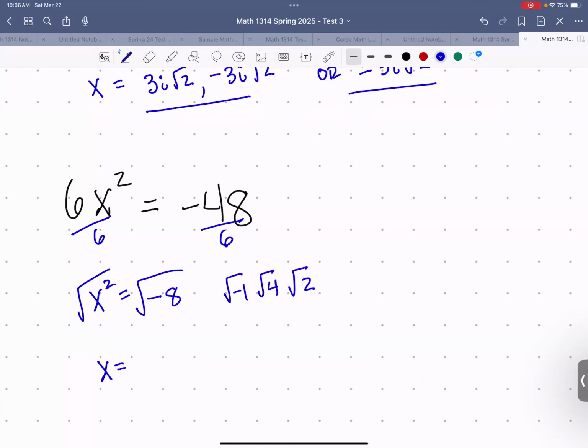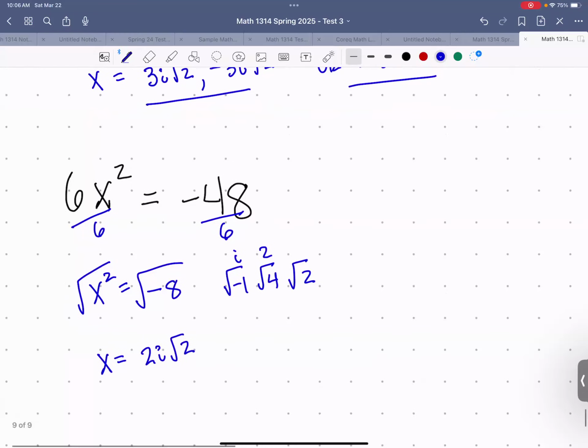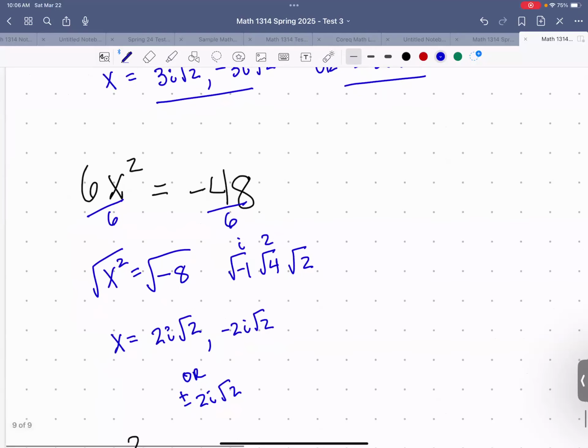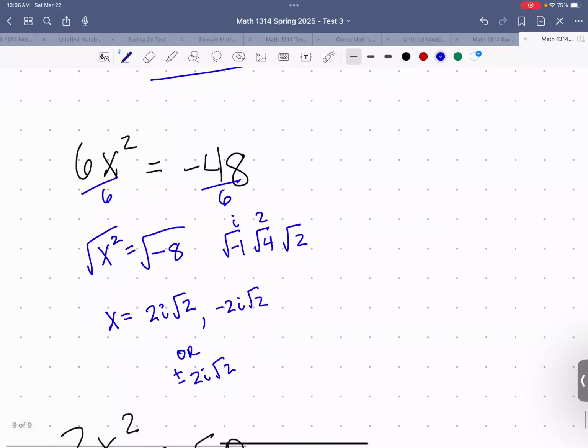So that's going to become 2i root 2. Not just the positive root, but also the negative root, so negative 2i root 2. We could also, again, do the shorthand plus or minus 2i square root of 2. So those would be our solutions. Even though they're not real, we can still represent the solutions.